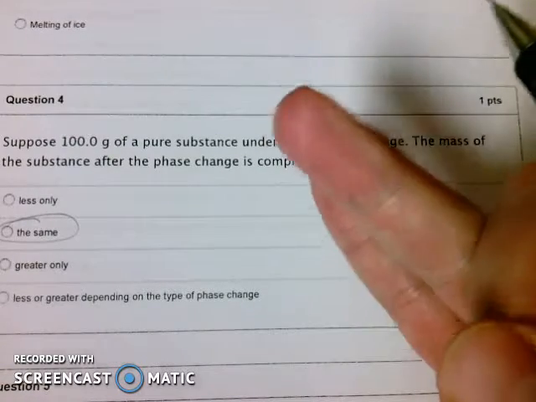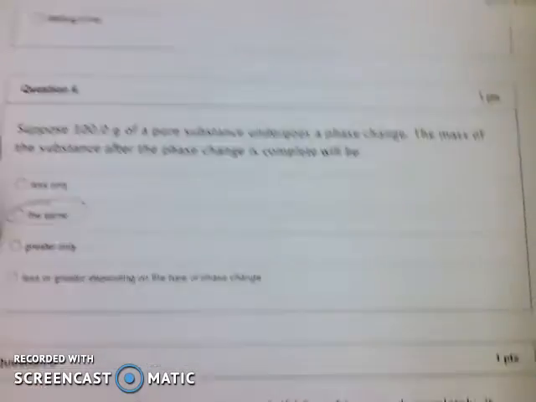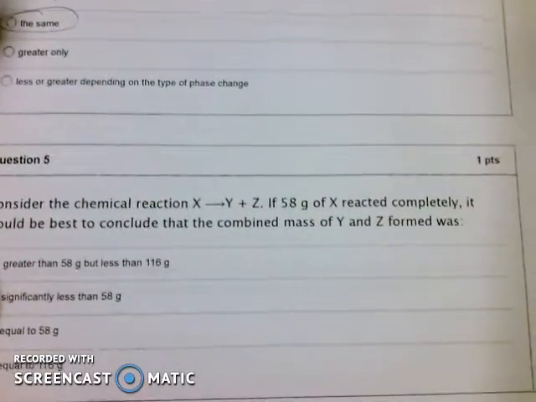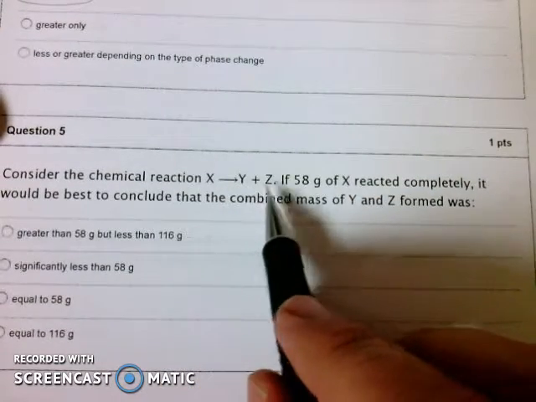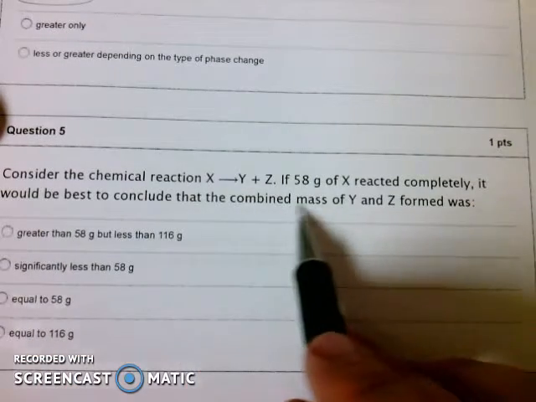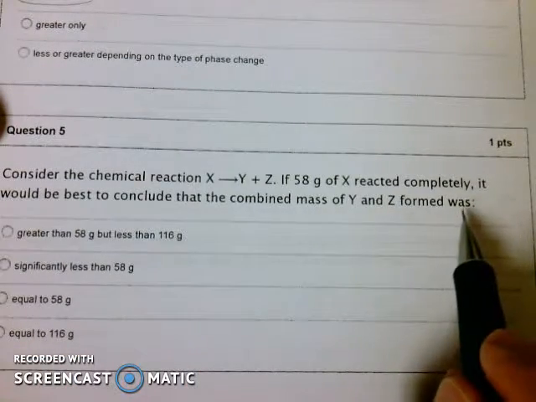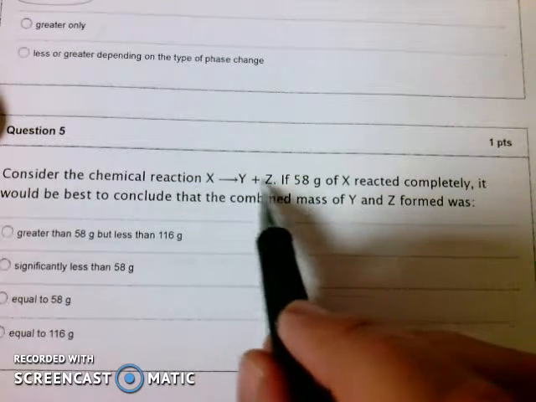Chemical reactions, physical reactions, mass is conserved. All right. Dealing with conservation of mass, look at question number 5. Consider the chemical reaction X makes Y plus Z. If 58 grams of X reacted completely, it would be best to conclude that the combined mass of Y and Z formed was, okay, so 58 grams on this side of the arrow, there has to be 58 grams on this side of the arrow.